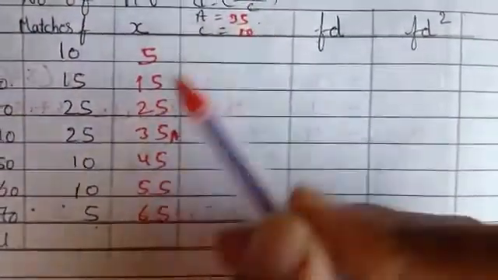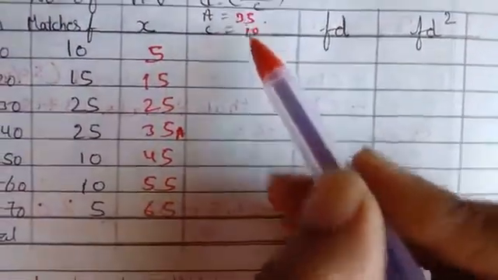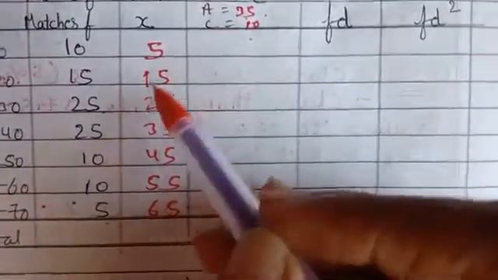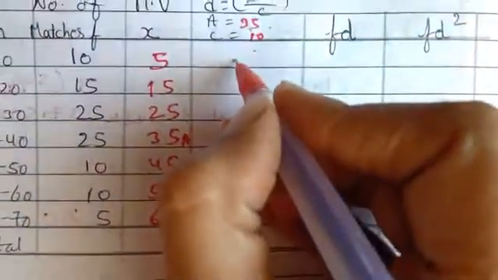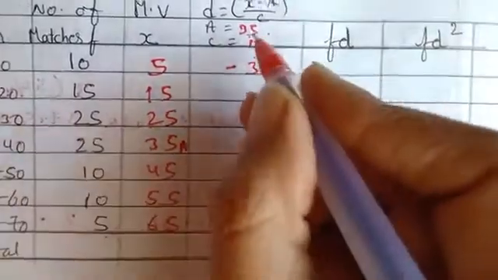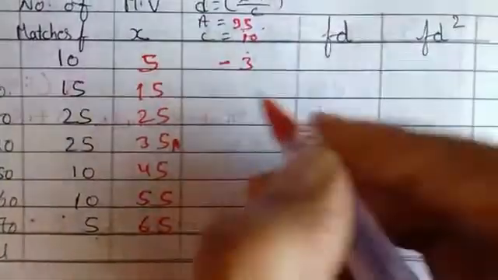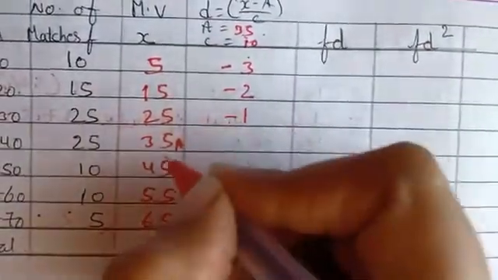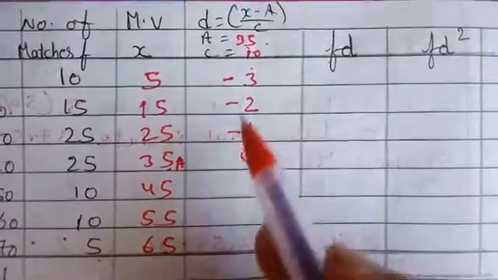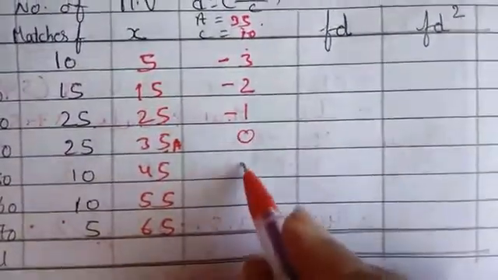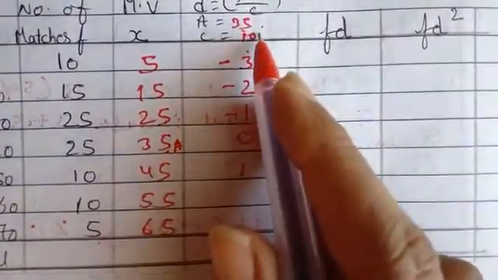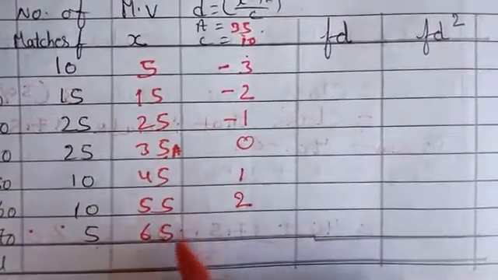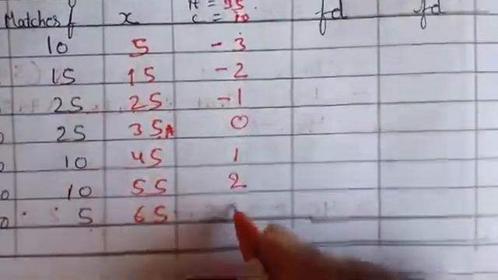So x minus a upon c: 5 minus 35 divided by 10 will give us minus 3. 15 minus 35 divided by 10 is minus 2. 25 minus 35 divided by 10 is minus 1. 35 minus 35 divided by 10 is 0. 45 minus 35 divided by 10 will give you 1. 55 minus 35 divided by 10 is 2. And 65 minus 35 divided by 10 will give you 3.